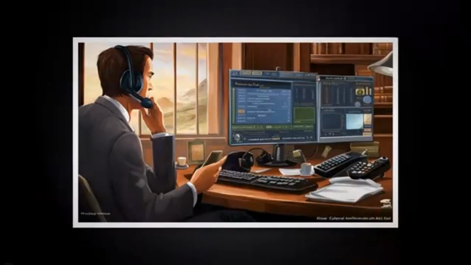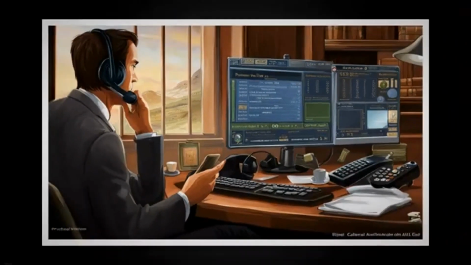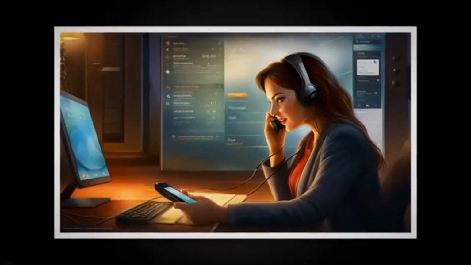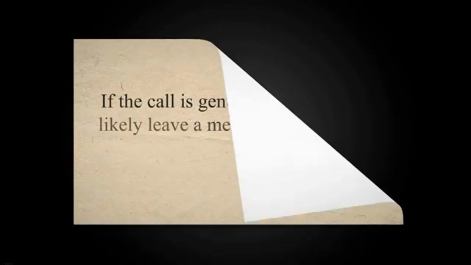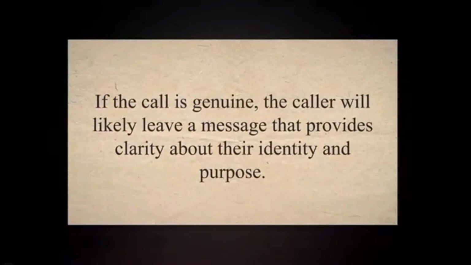To effectively handle calls from private callers, there are a few practical tips that can be employed. First, consider screening calls by letting them go to voicemail or using an answering machine. This allows you to listen to the caller's message before deciding whether to return the call. If the call is genuine, the caller will likely leave a message that provides clarity about their identity and purpose.